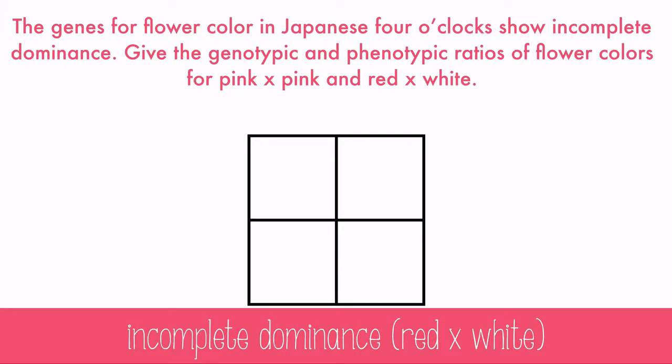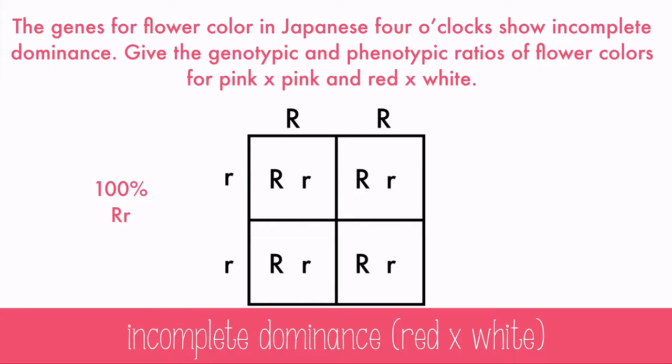Now here's the cross for red and white flowers. Fill out the square. This time there's 100% big R, little r heterozygous, but this means that all the flowers, 100%, are pink.